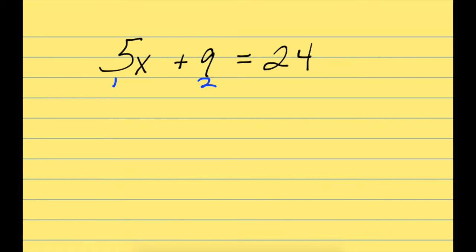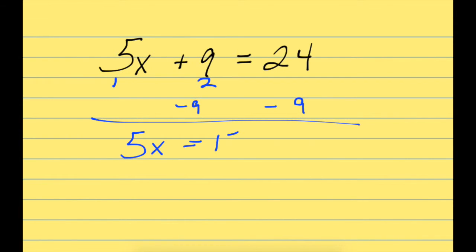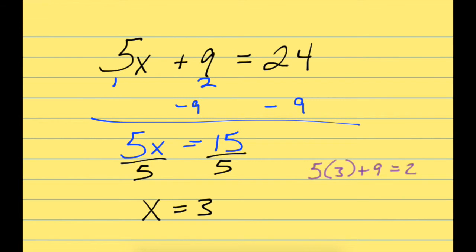So how do I undo addition by 9? Subtract 9. Gives me 5x equals 15. And I know from what we learned yesterday that now I should divide both sides by 5. So I get x equals 3. And I can check by plugging it back in and making sure that I have a true statement that 5 times 3 plus 9 equals 24. And it does.